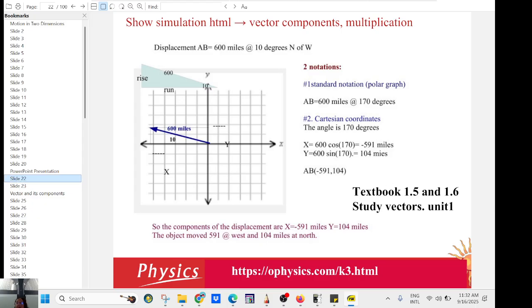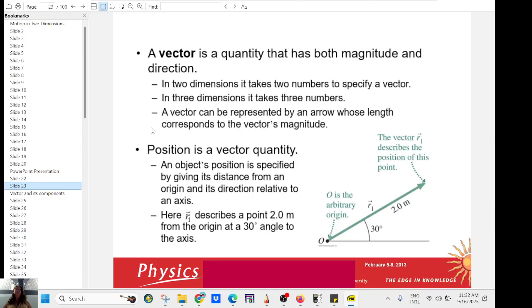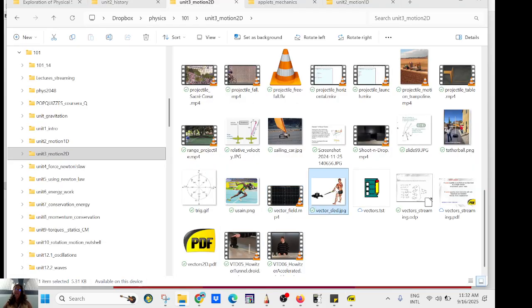Agree? So you cannot say -600 if you are in 2D. Okay, so here it says study vector unit 1, textbook 1.5, 1.6. So make sure you open your textbook. Two notations: the standard notation, but the angle has to go from the positive x-axis going counterclockwise. And the other notation is in the polar graph. And you want that point here. Okay, so a vector comes into components.